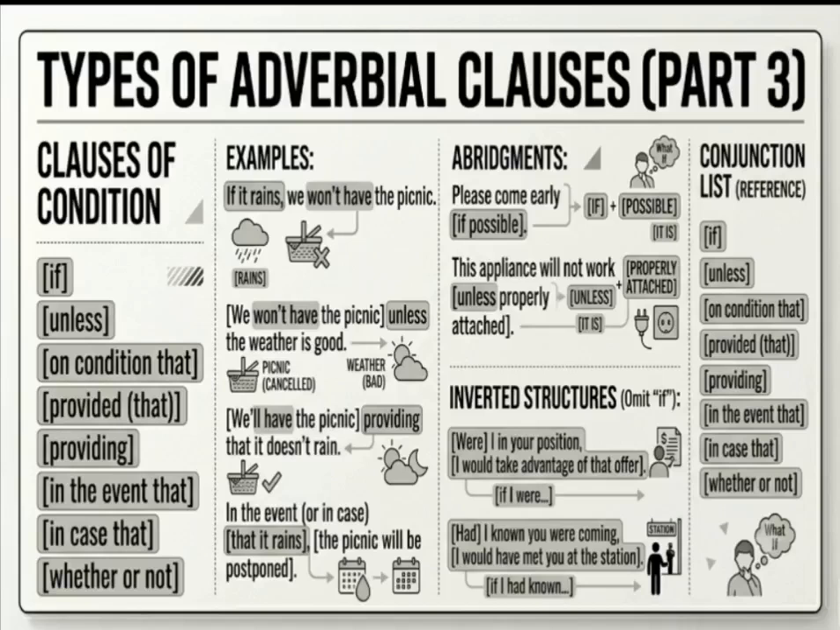Instead of, if I had known you were coming, I would have met you at the station, we invert to, had I known you were coming, I would have met you at the station. It sounds deeply elegant and sophisticated, but structurally, it's just a conditional adverbial clause with an if hidden away.